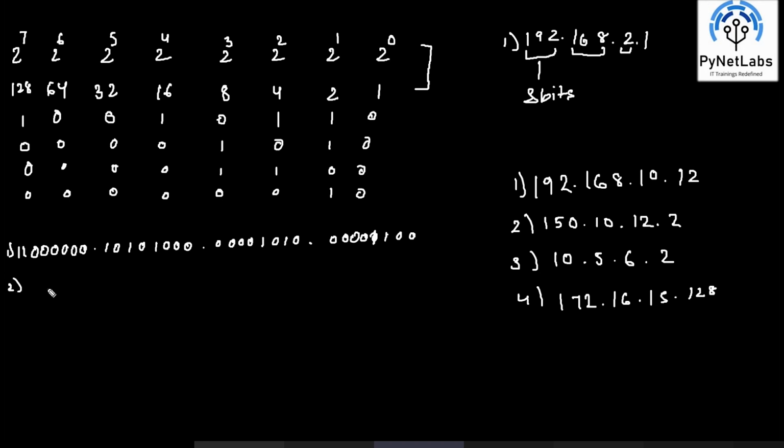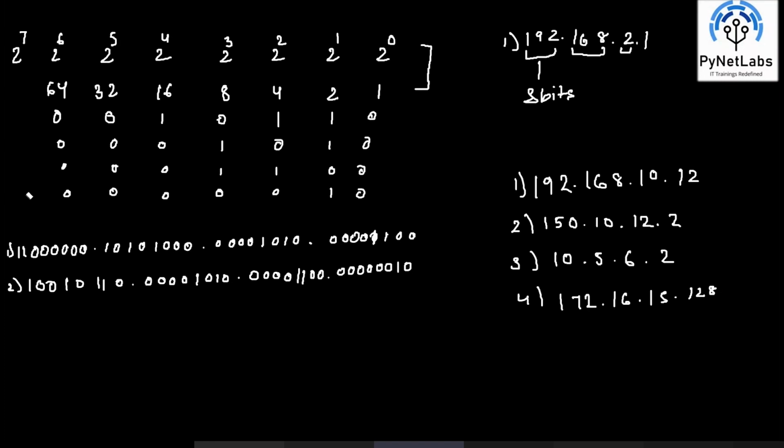Now I am writing the solution for the second one. It is 1, 0, 0, 1, 0, 1, 1, 0. Then after that 0, 0, 0, 0, 1, 0, 1, 0. Then we have 0, 0, 0, 0, 1, 1, 0, 0, and the last one. So this is the conversion of 150.10.12.2.